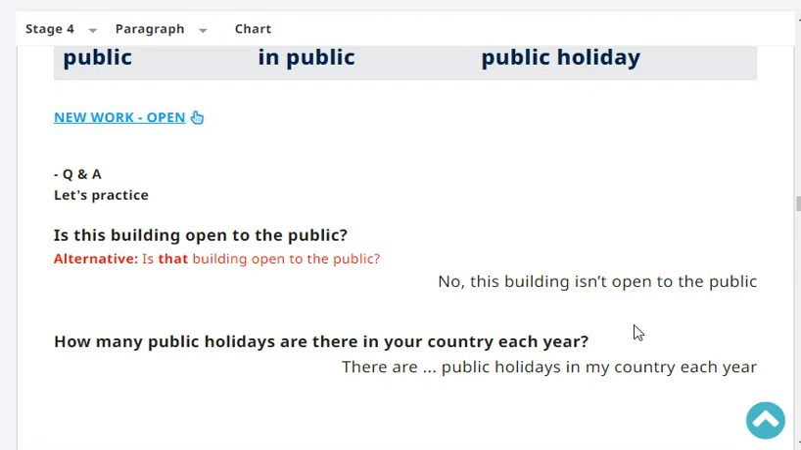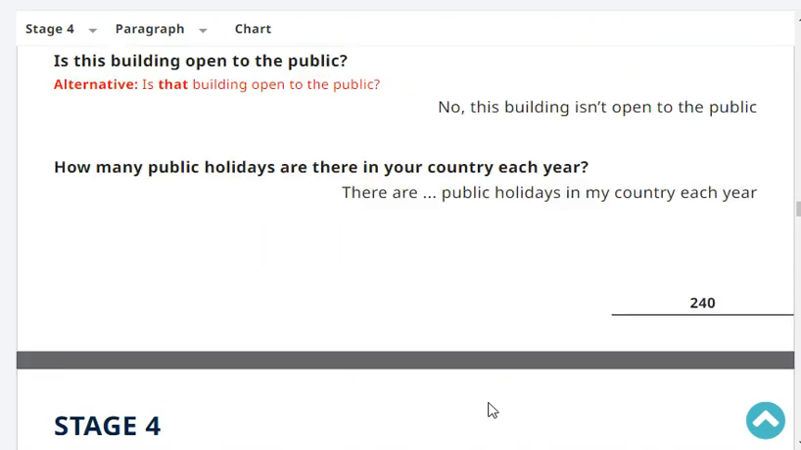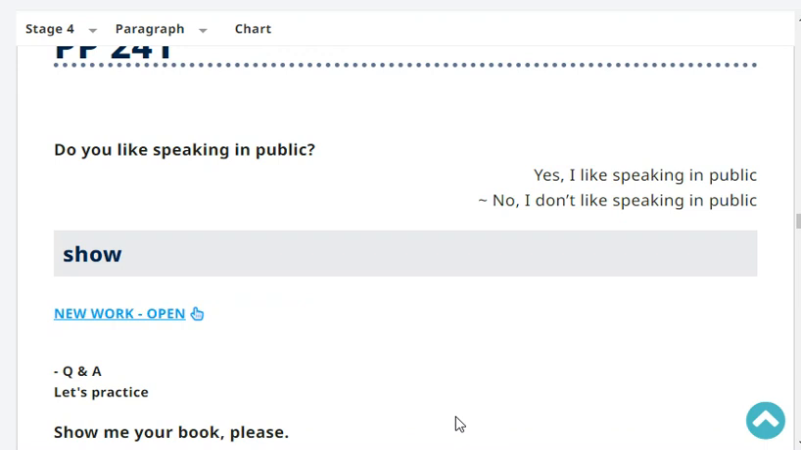No, my building isn't open to the public. How many public holidays are there in your country each year? There are about 20 public holidays in my country each year. Very good.